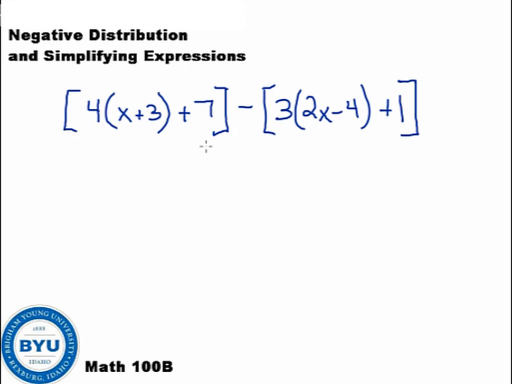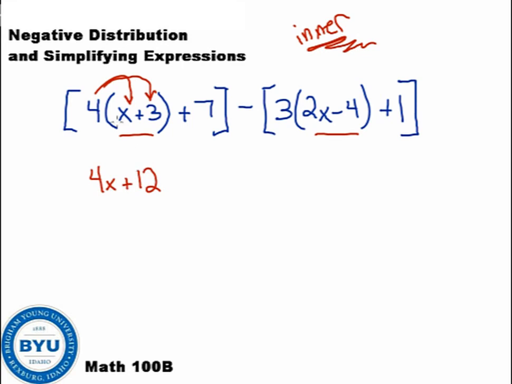Again, when attempting a problem like this, you always want to start with the most inner part of the problem. Try to get as far inside as you can. In this situation, it would be with the parentheses. So we'd want to start there first. Let's go ahead and distribute the 4 into both of these parentheses. We get 4x plus 12.